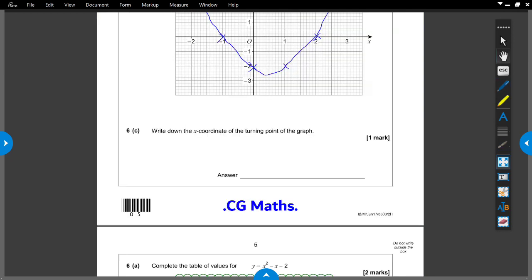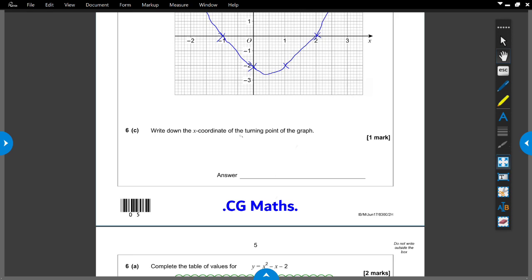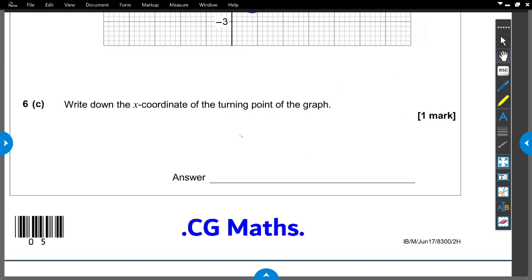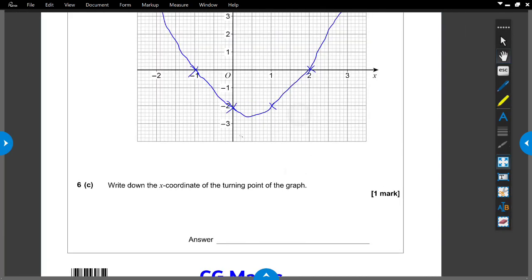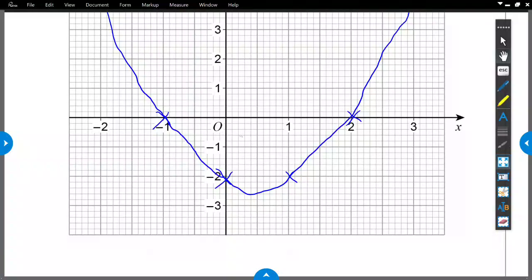Now for part C, writing down the coordinates of the turning point. A turning point is the point at which it turns around. You can see that it's going downwards at this section here, and then it continues to go downwards until it gets to this point here where it turns around and starts to go up. So this point here must be the turning point.